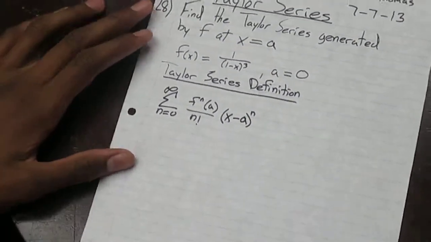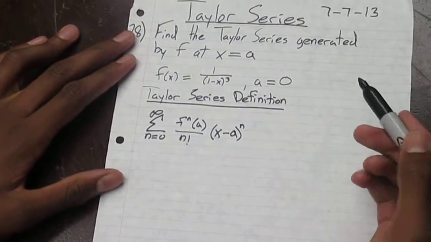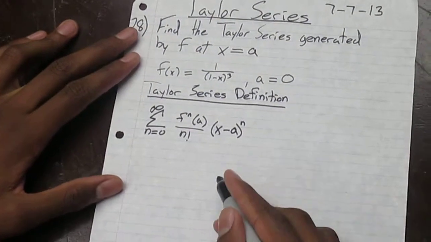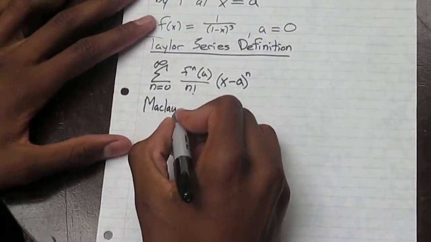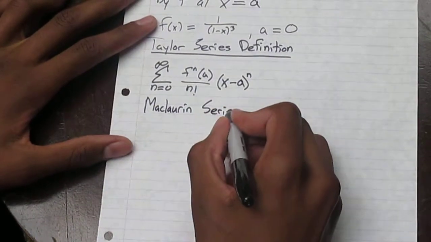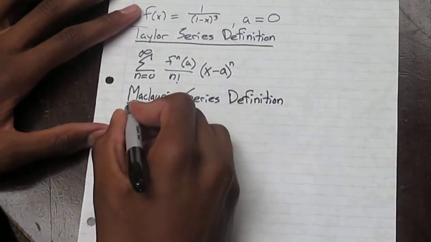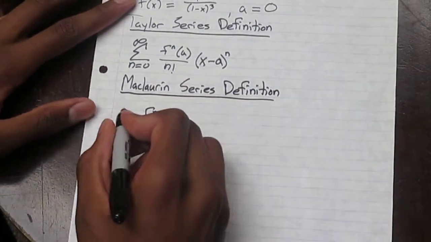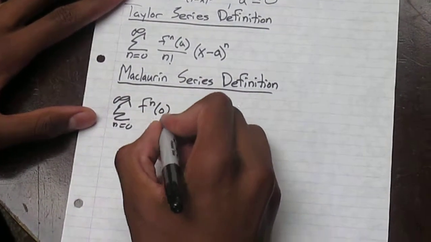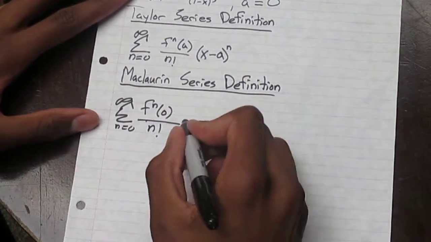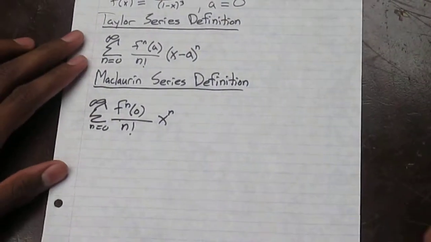Okay, and our problem today is, as you can see, 1 over 1 minus x to the third, and for this problem, a equals 0. When a Taylor series is centered on 0, it's called a Maclaurin series. The Maclaurin series definition is very similar to the Taylor series, with a few adaptations. It's the summation of the nth derivative at 0 over n factorial times x to the n. Okay, so let's start finding these derivatives.